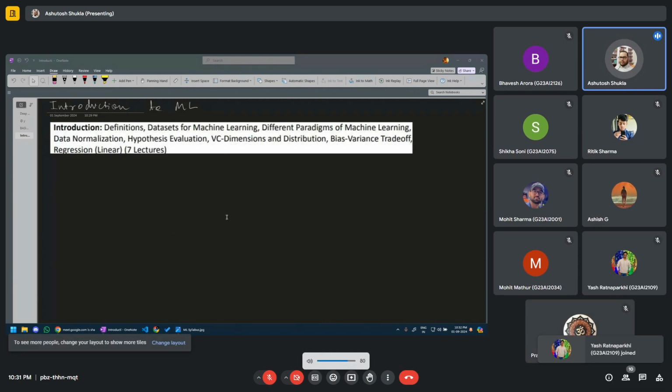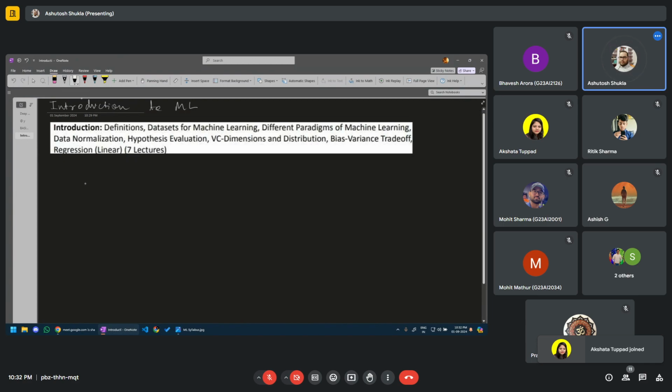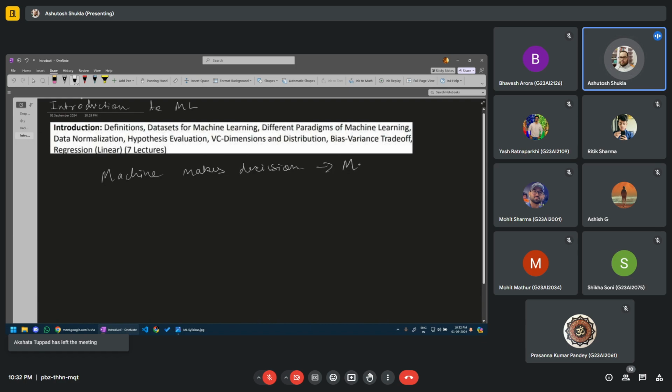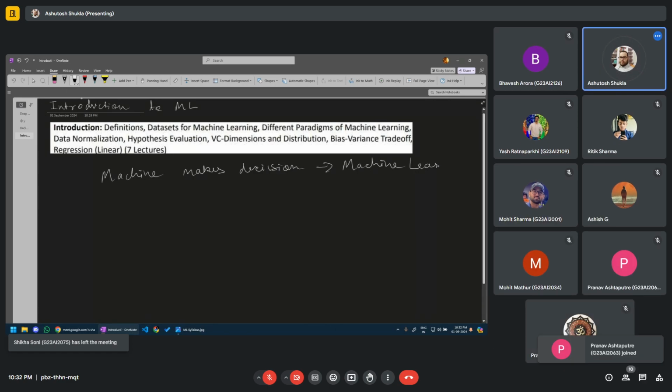First of all, basic सी definition दे देते हैं machine learning की. Primarily when you're trying to train some kind of machine to make a decision for you is when it is like machine learning. So machine makes decision. That is what machine learning is. I mean that's a result of machine learning.